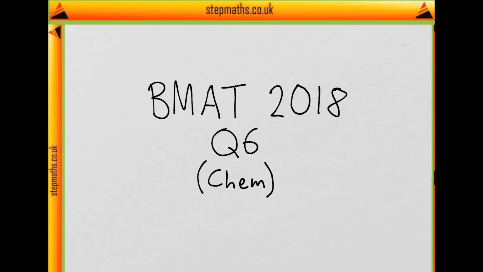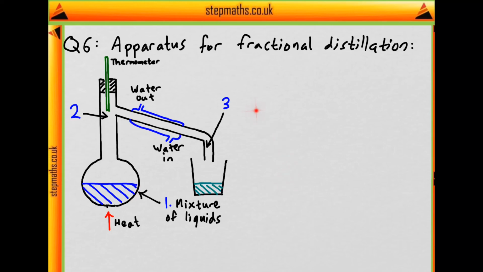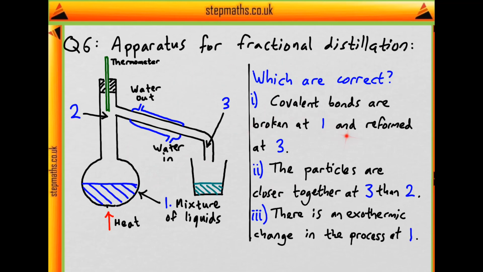This is question 6 on chemistry from the 2018 BMAT. So we're given a diagram of the apparatus for fractional distillation, which looks like this, and we're asked which statements are correct about it. So covalent bonds are broken at position 1 here, and reformed at position 3.